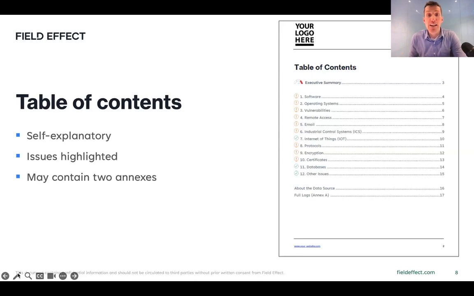So the person reading it can immediately look down the table of contents and see if there were issues in section 3, vulnerabilities, or maybe section 8, protocols. I'll note at the bottom that Annex A contains the full logs of the report, but there might be 2 annexes. If we detected in Shodan that there are publicly available screenshots for this organization, something to do with a login screen, they will be included in a separate annex, Annex B. If there are no screenshots, we don't even include Annex B in the report.